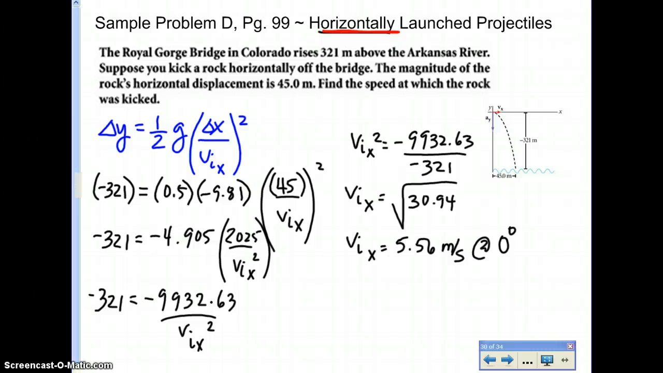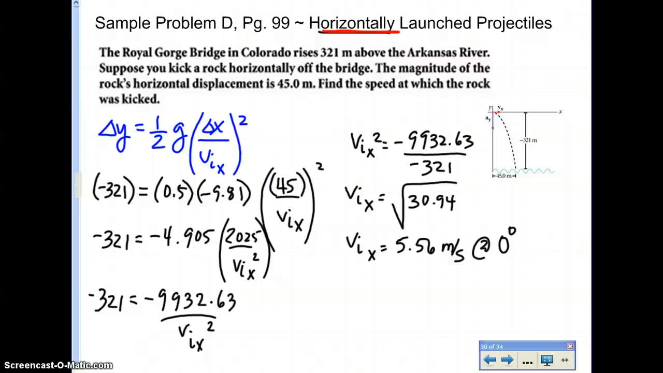So as we look at this problem, we can see that it's a pretty good example of how all horizontally launched projectiles work. And I got to be honest with you, solving for the initial velocity is probably the hardest thing we could ask you for here. If we were asking you simply to solve for the amount of time it was in the air, how far it fell, how far it landed from the base of the bridge, any of those things would be quite a bit easier than this particular problem.